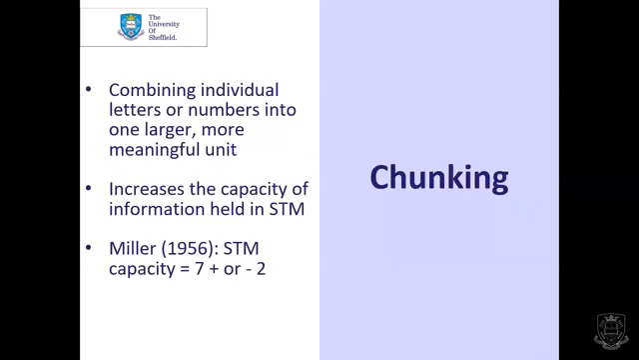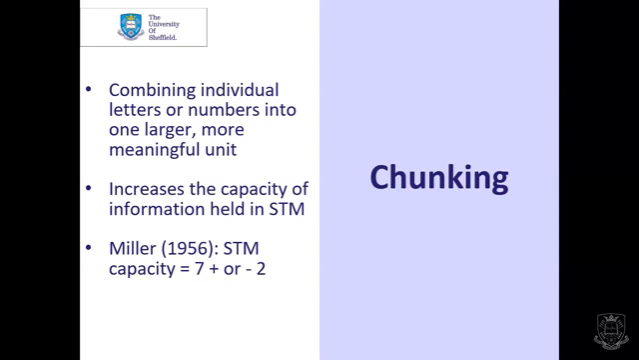Chunking is the process of combining individual letters or numbers into one larger, more meaningful unit. The letters I presented to you as a string of random letters don't mean much. However, you can chunk them into more well-known acronyms to help you remember more items. Cognitive psychologist George Miller was famous for popularising this idea. Miller stated that the capacity of short-term memory was 7 plus or minus 2. You might sometimes see this referred to as Miller's magic number 7.